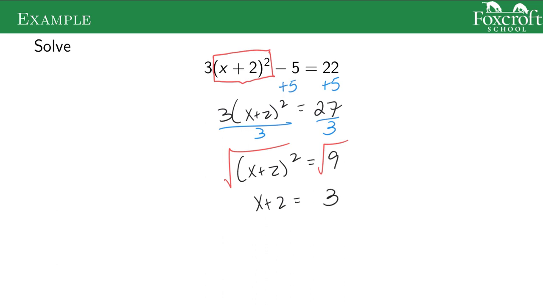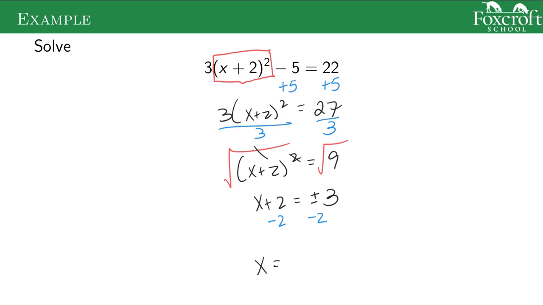And hopefully you notice that I forgot something. The square root and the squared cancel out. Square root of 9 is 3, but because I took the square root of an equation, I have to put a plus or minus there. And now the last step, I have to subtract 2 from both sides. And just remember, there's two different options.